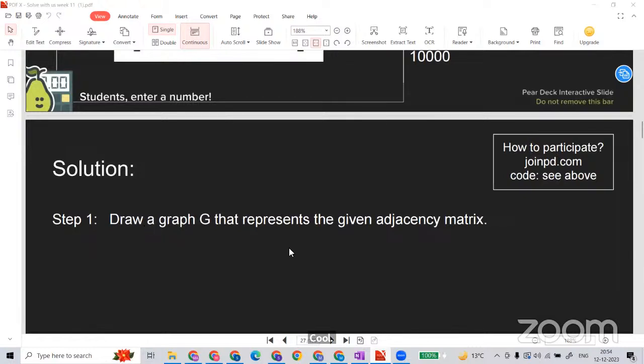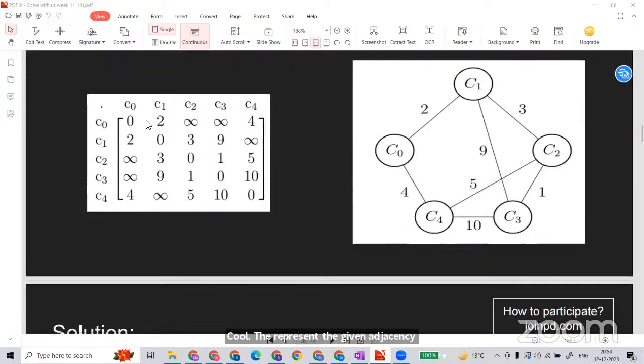Draw the graph of G. Represent the given adjacency matrix. So this one by this way, this is the graph. C0 to C1 weight is 2. The fare is given, the fare of the flight. So the graph will be this one. C0 is connected with C1 and C4.